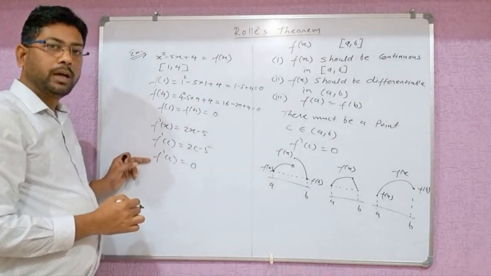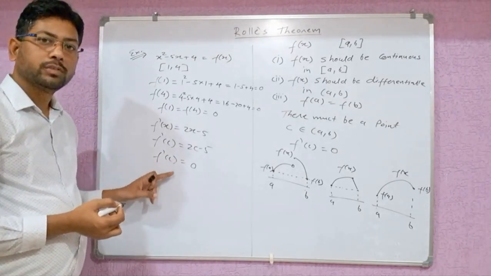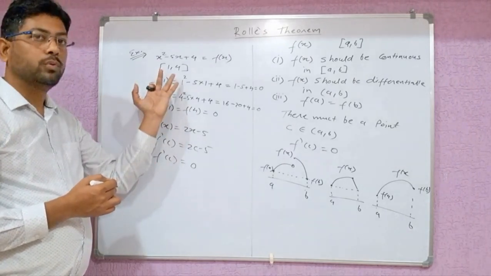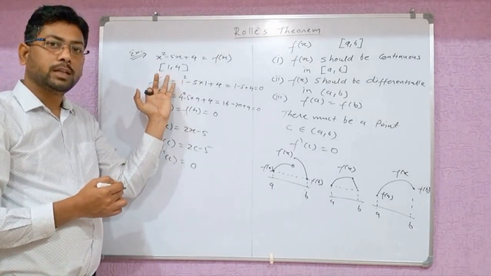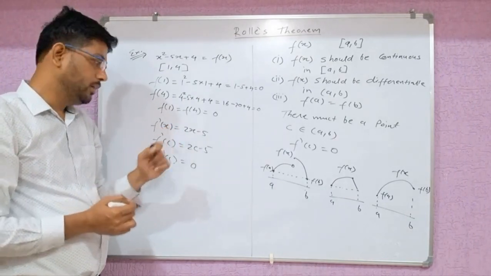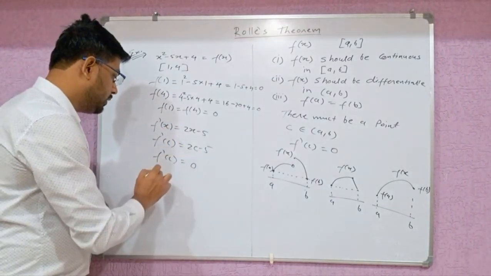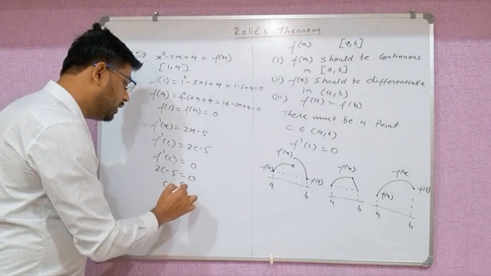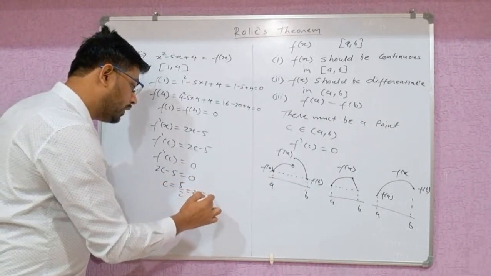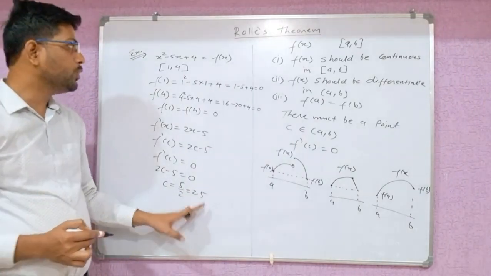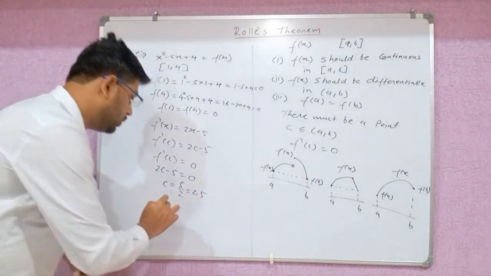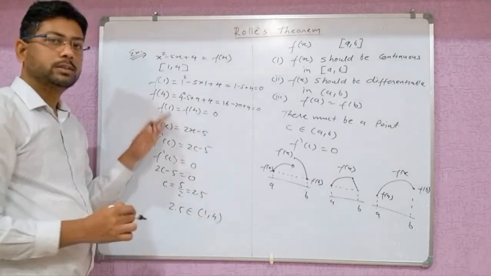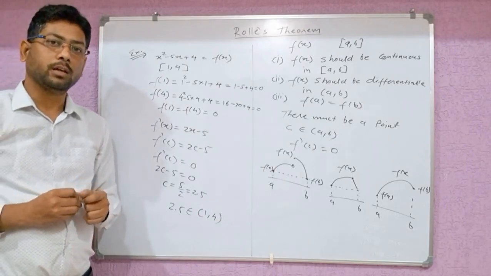By applying this, we'll find the value of C and we'll check whether that C we are getting is in this interval 1 to 4 or not. If that is there, then Rolle's theorem will be verified. So f dash of C means 2c minus 5 is equal to 0. From here we get C as 5 by 2, that is 2.5. And we know this 2.5 belongs to this interval 1 to 4. So hence Rolle's theorem is verified.